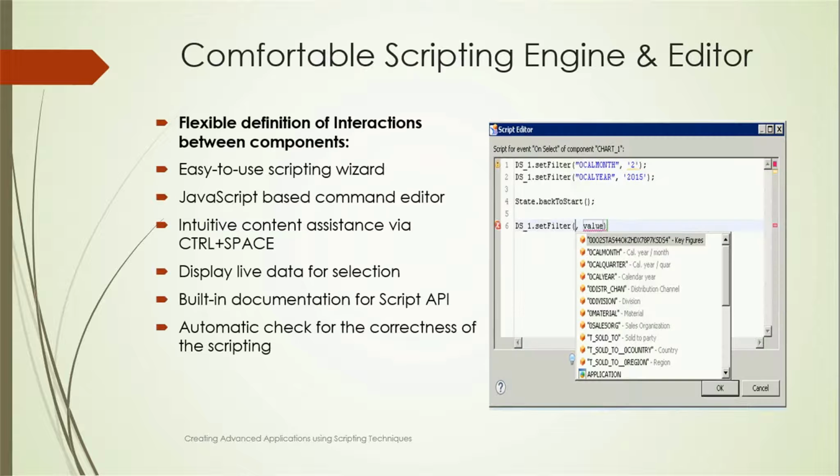There is a Ctrl+Space feature. If you click the Ctrl and Space buttons on the keyboard, it will give the help information, as shown here. It will also display the live data for selection. It has built-in documentation for the script API, which means we can go through that script API documentation and learn there. There is also an automatic check for correctness of the script.